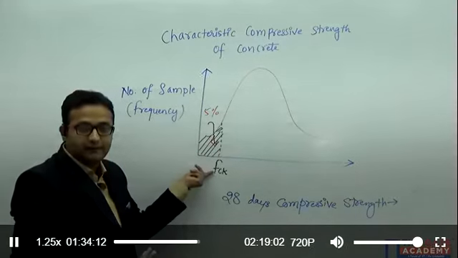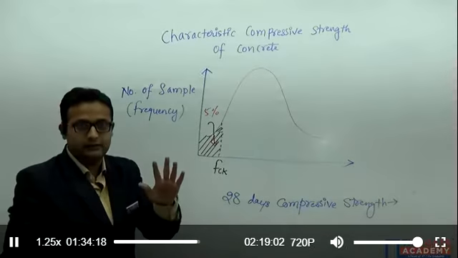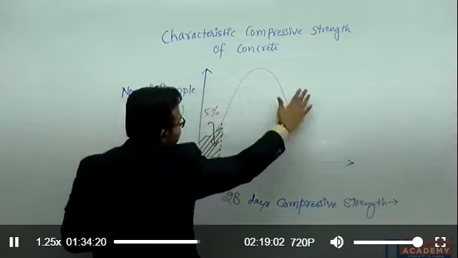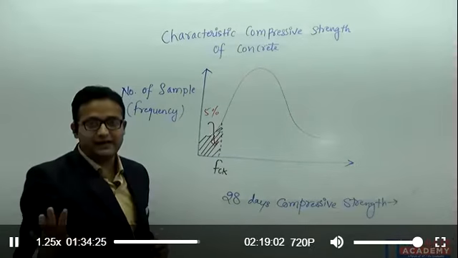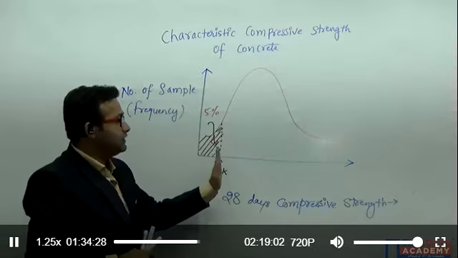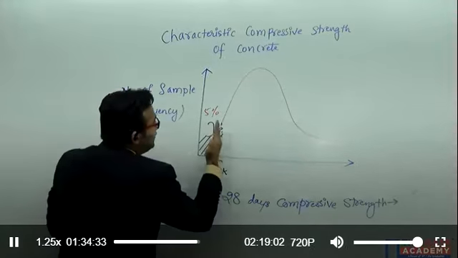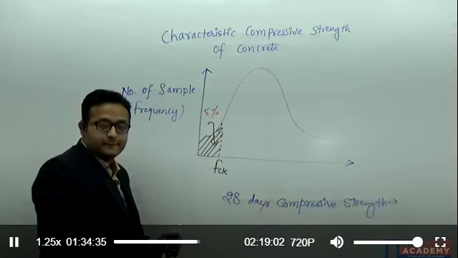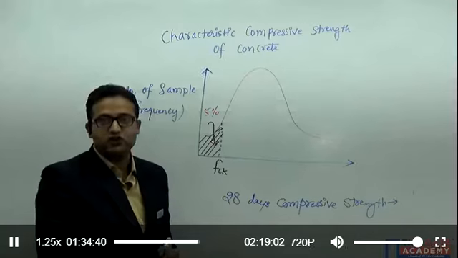See, the results are falling, means the strength is less than FCK. The chances are only 5%. But there are 95% chances of success. Means if I prepare 100 cubes, only 5 cubes will give the strength less than FCK, and 95 cubes will give the strength more than FCK. Right? And this FCK is called the characteristic compressive strength of the concrete.